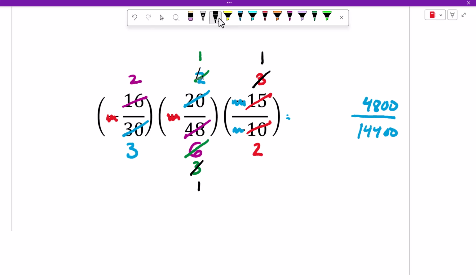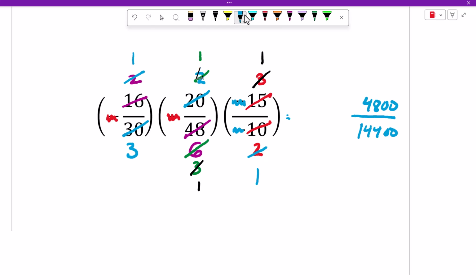Anything else? So 2 divided by 2. We have a 2 on the top over here. Which color? I'll use blue. And a 2 on the bottom here. 2 divided by 2 is 1. Anything else? No. No, that's it. Right?